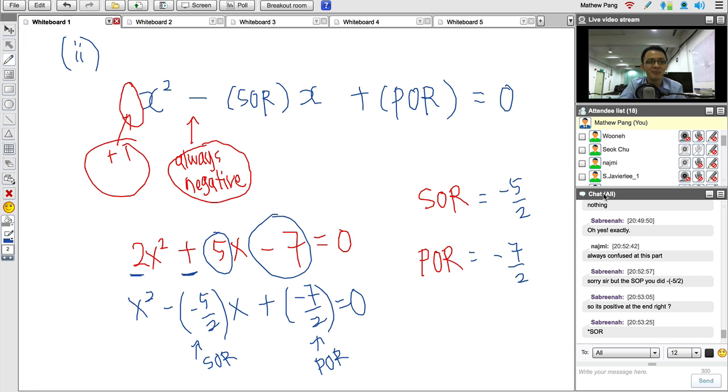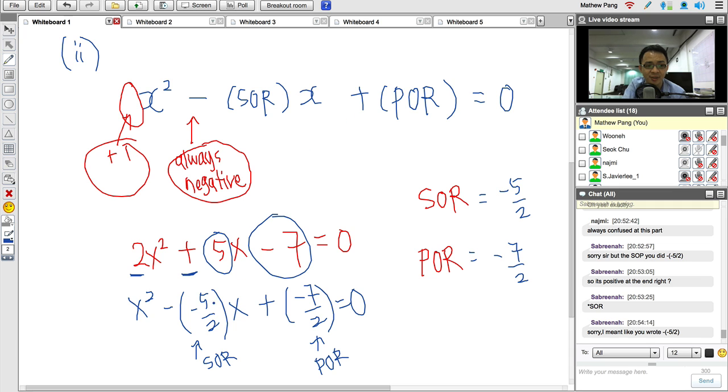Okay, any question before I move on? Sorry, I mean your root negative 5/2. But the sum of roots is negative 5/2 what?